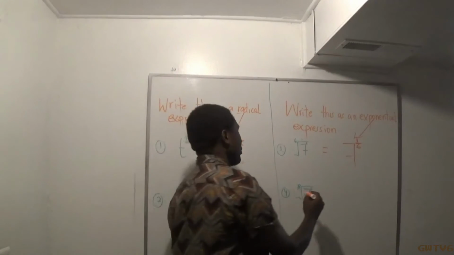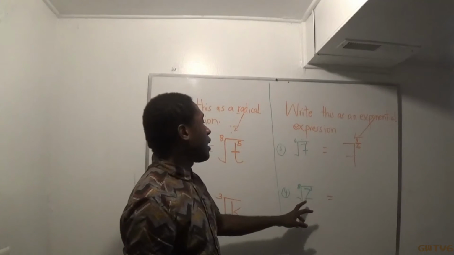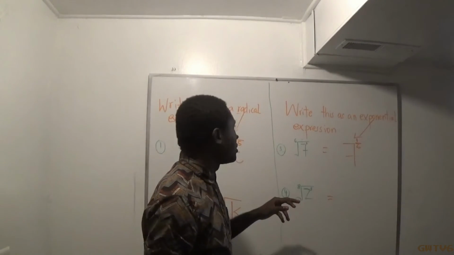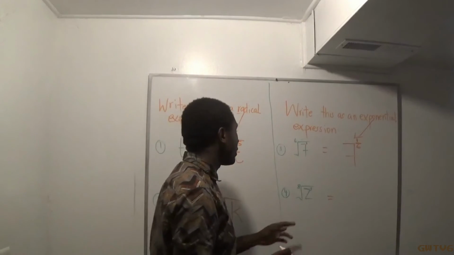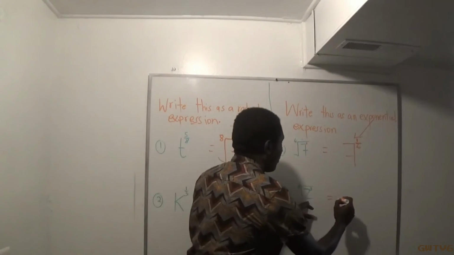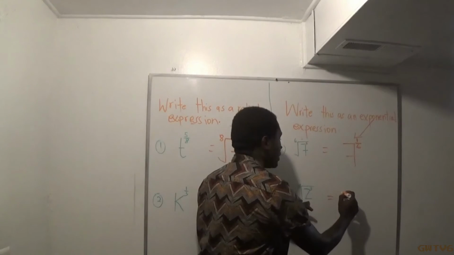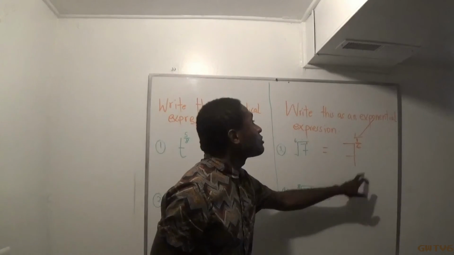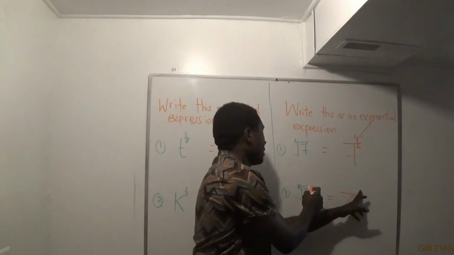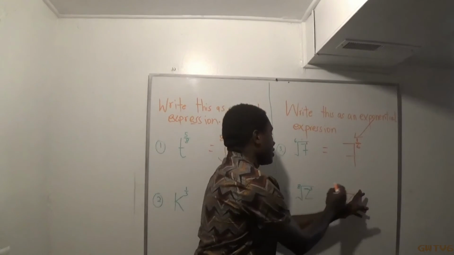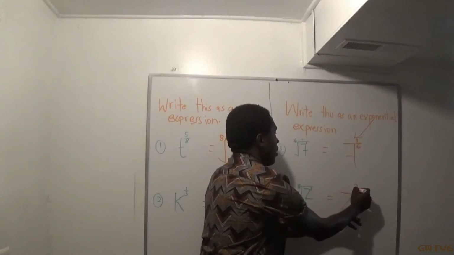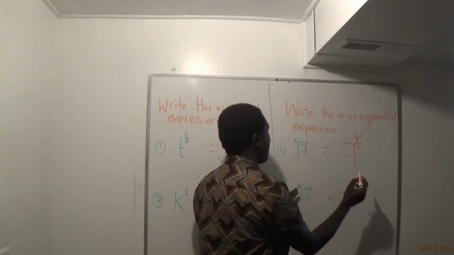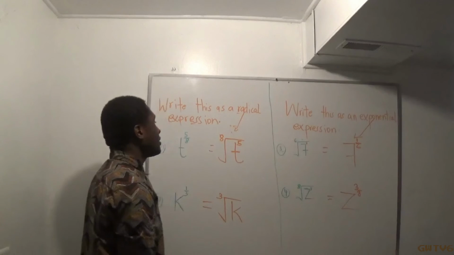What about this last one right here? Again, I see a radical. I'm being asked to write it as an exponential expression. So I have to write it without the radical. I copy my variable, or what I have inside the radical, which is the z. For my power, or my exponent, this will be my top number of the fraction right here. So I got my 3 over this little 8 right here. And that's it.